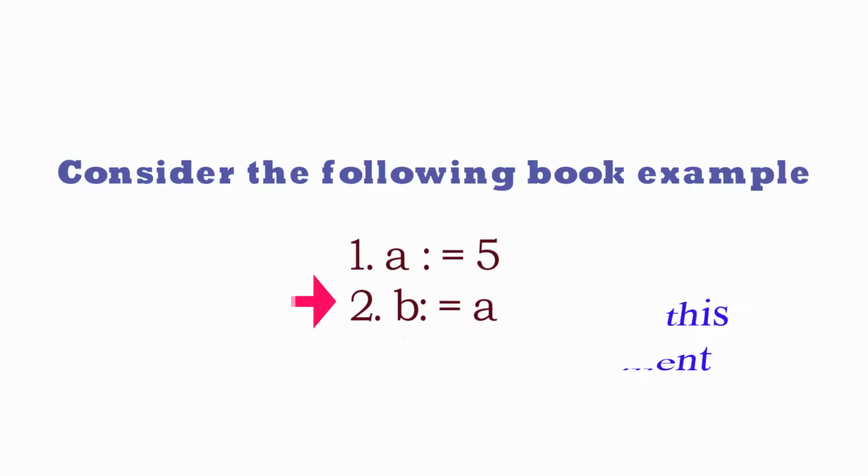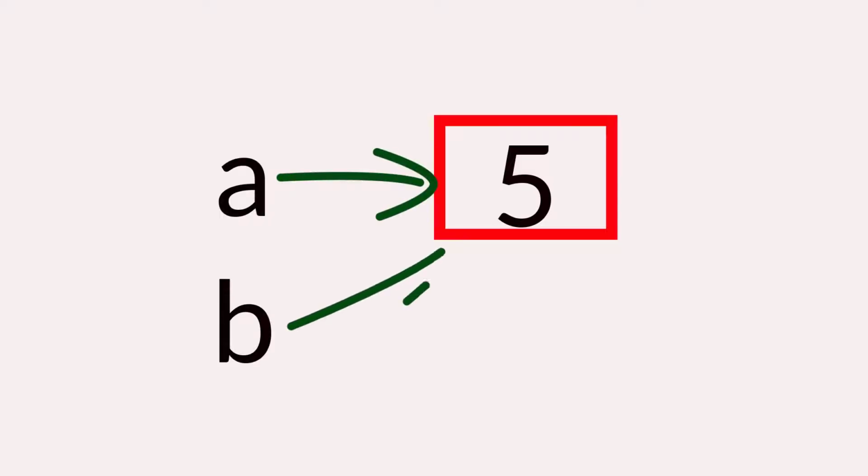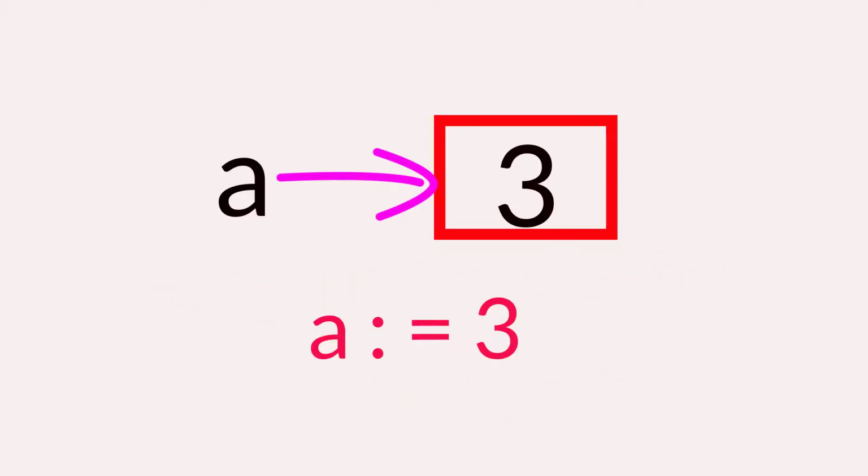So let's see the diagrammatic representation of A = 5 and B = A. This is how the memory is mapped inside. Now we add a third statement to our example. That is, we are changing the value of A to 3. So A = 3. In this statement, the scope of the variable comes into act. Let's see how. Here we have assigned 3 to variable A. Here is where the variable scope, that is the lifetime of a variable B, comes into existence.